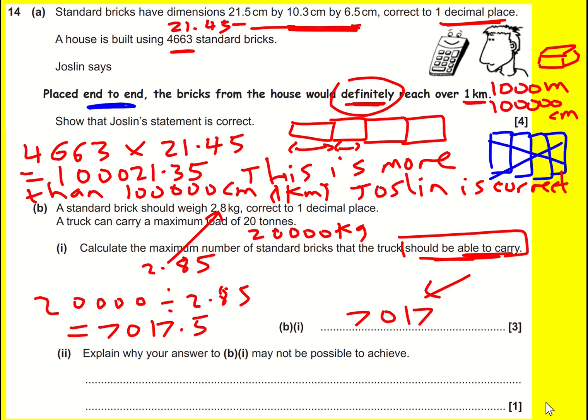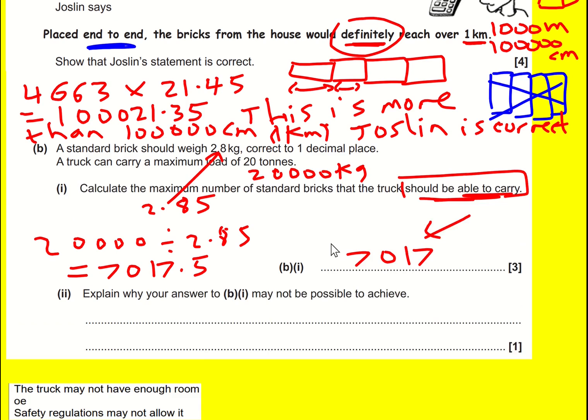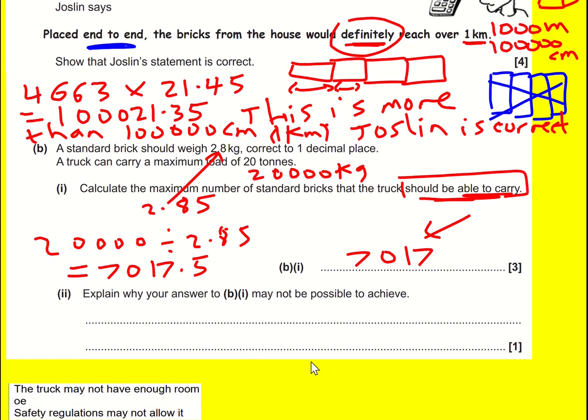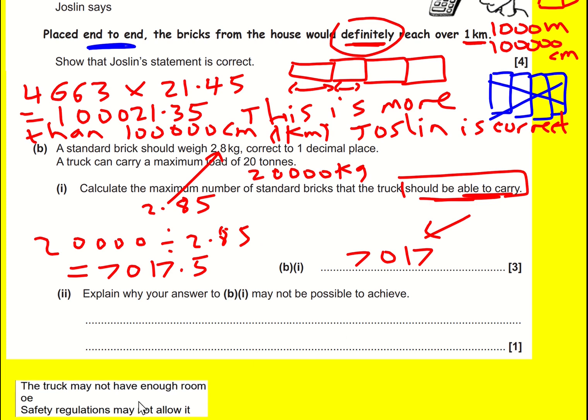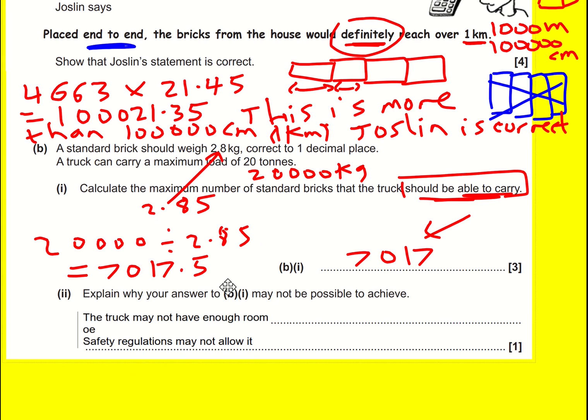So for part 2, explain why your answer to part B1 is not possible to achieve. It's one of these reasons. The truck may not have enough room or something equivalent to that, or maybe safety regulations may not allow it. It could be that the truck can carry it, but safety regulations say, you know what, you shouldn't risk it. Maybe the truck's a bit old and breaking down, and we don't want you to carry that many. So yeah, one of those two things to answer the last bit of the question.